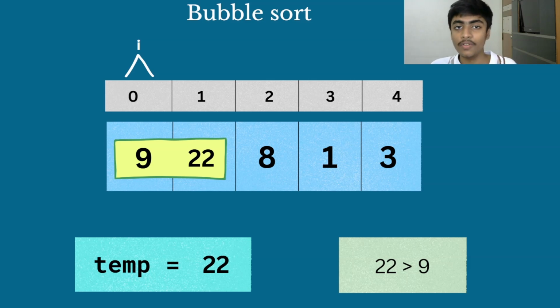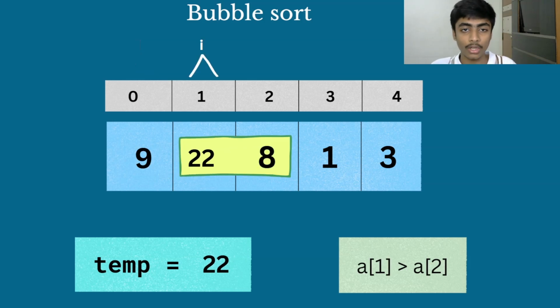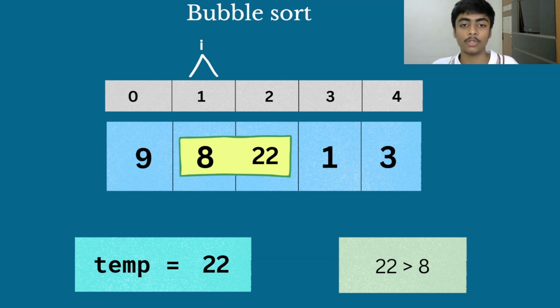Right, so if we proceed with the iteration, our i is going to increment to 1. And now we're going to be checking if a[1] is greater than a[2], basically if 22 is greater than 8. And we repeat the same process. We copy the value at a[1], which is 22, into temp. We set a[1] to a[2], so we copy the value of 8. And then we set the value at a[2] to temp, basically to 22.